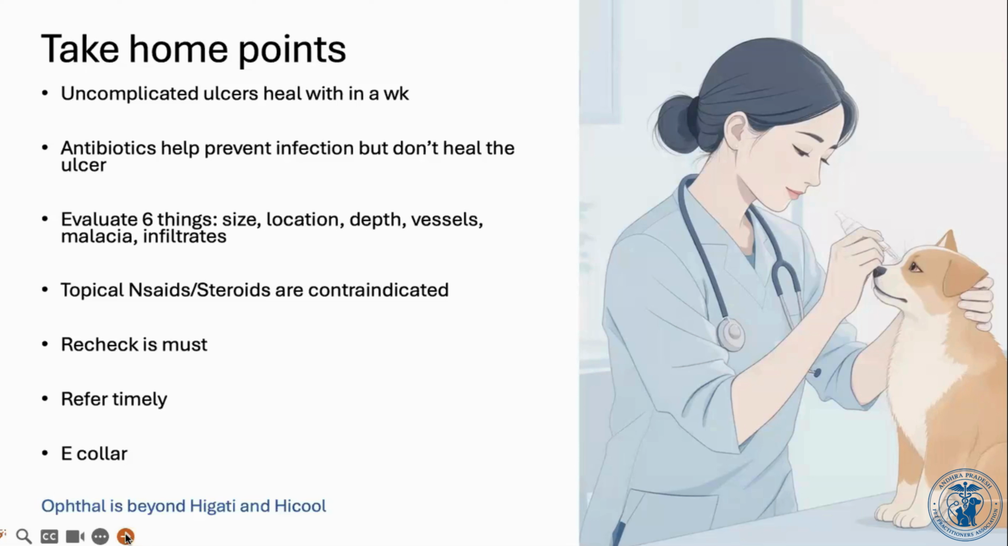Evaluate the ulcers, like their size, location, infiltrate, vascularization, all those things, and then decide the treatment plan. It is not always that we give a high-end antibiotic and the ulcer is going to get better. It is beyond that. And the cornea itself, once you examine, will tell you what to use and what not to. And never ever use topical NSAIDs and steroids on corneal ulcers. It is going to make your ulcer bad.